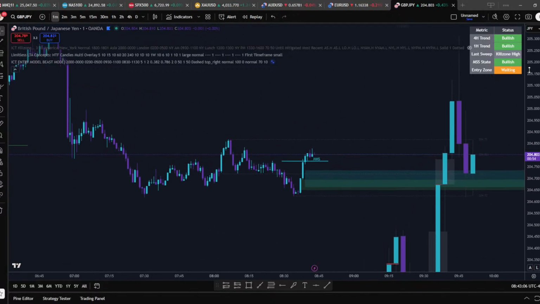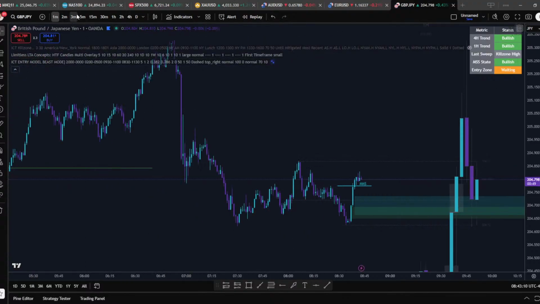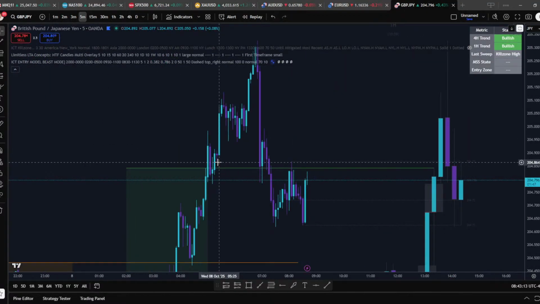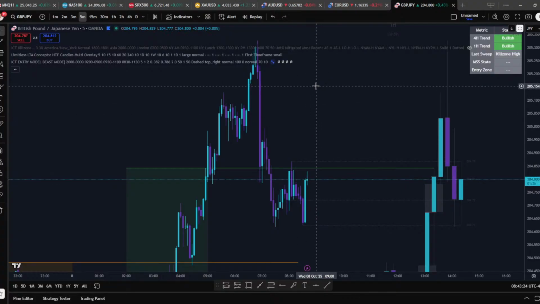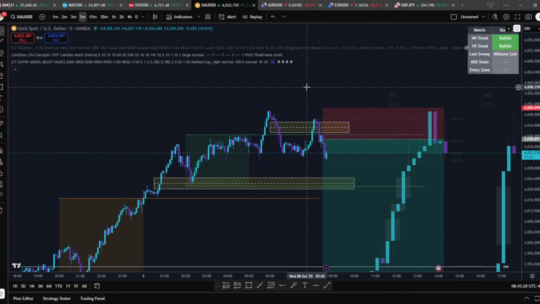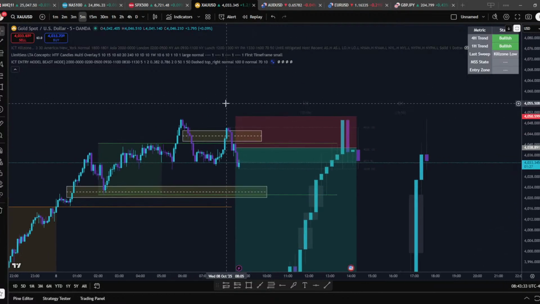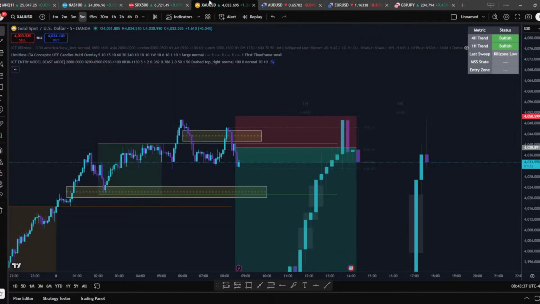So we have a market structure shift. Okay, so showing signs of longs on GBP JPY. That inversed, came down. I did say it's not always perfect, guys. Our gold trade seems to be working in the direction. We've now entered it. Well, haven't entered, but I've done 2 call outs, 1 gold and 1 euro.